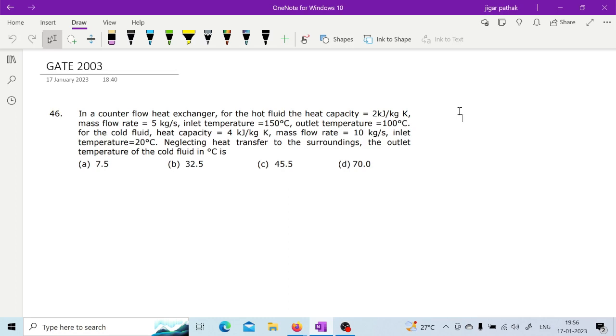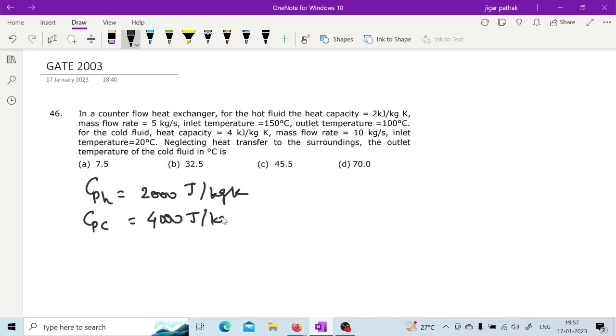So here the data given is the specific heat of hot fluid as 2000 joule per kg K, right? Similarly for cold fluid it is 4000 joule per kg Kelvin. Then the mass flow rate of hot and cold fluid is also given, right?